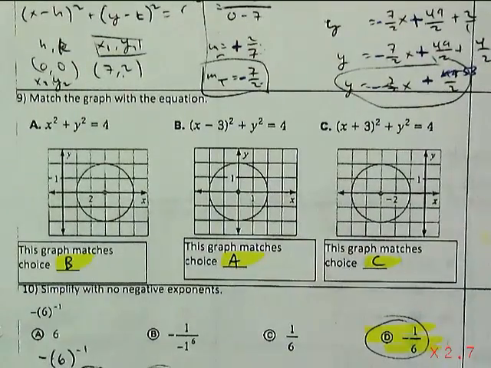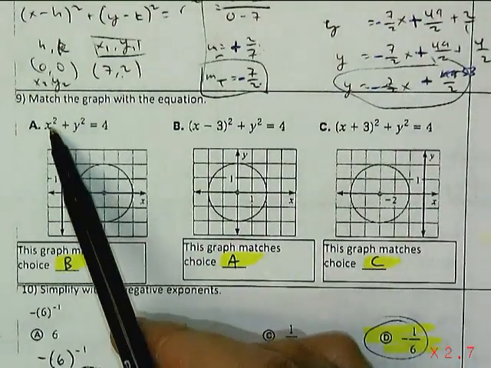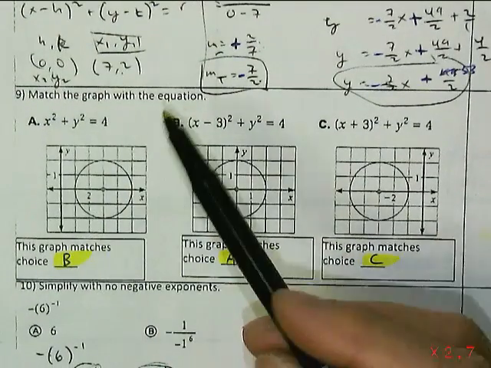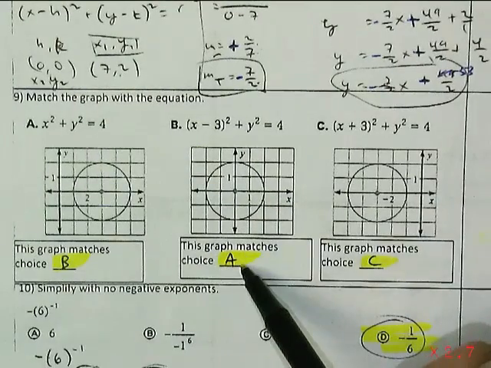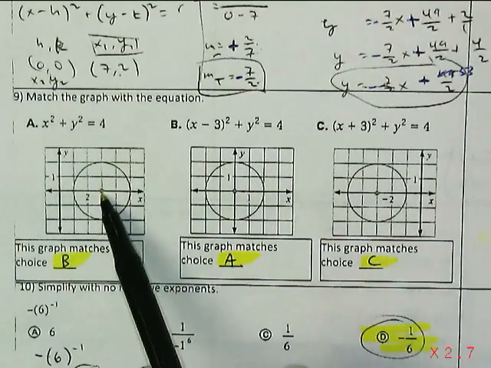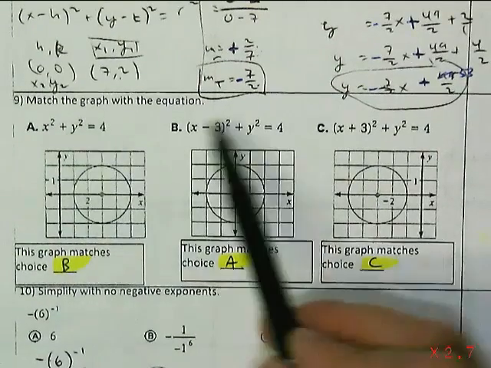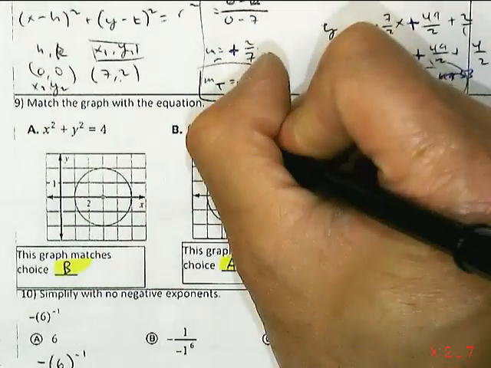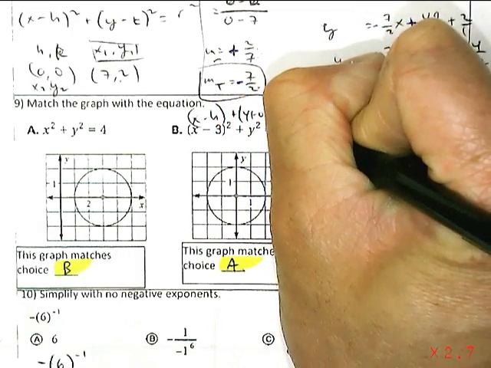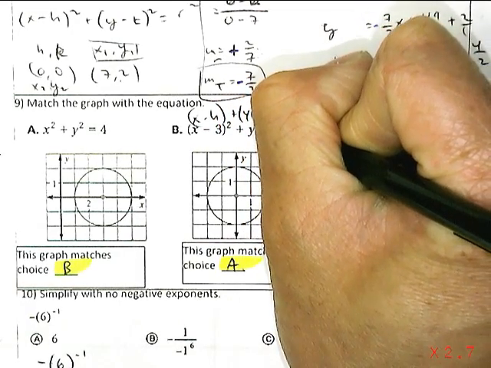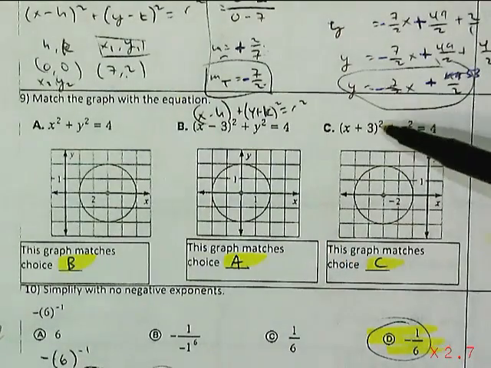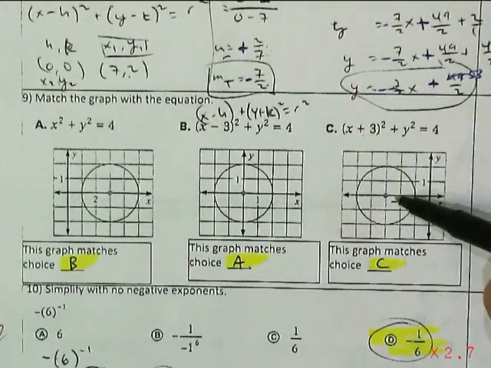Question number 9, I'm asking you to match the graphs. Notice here there's no pluses or minuses, therefore it has a center at the origin. So this would be matching to A. This graph has a center of 3, 0. That would be choice B. You can always write these all in standard form. x minus h, y minus k squared equals r squared. Notice your k is just 0 there. And this would be a negative 3, 0. C.